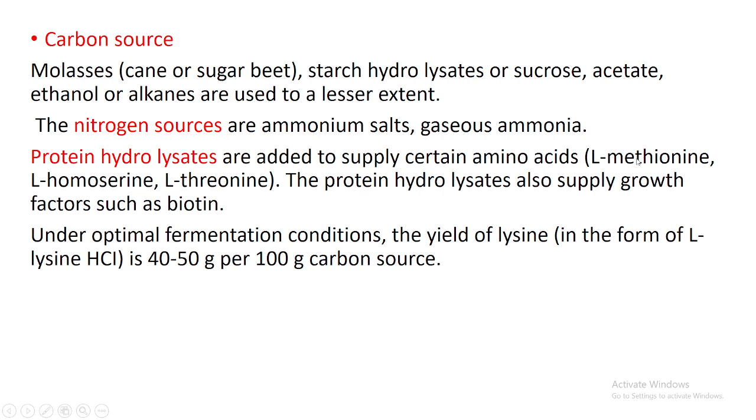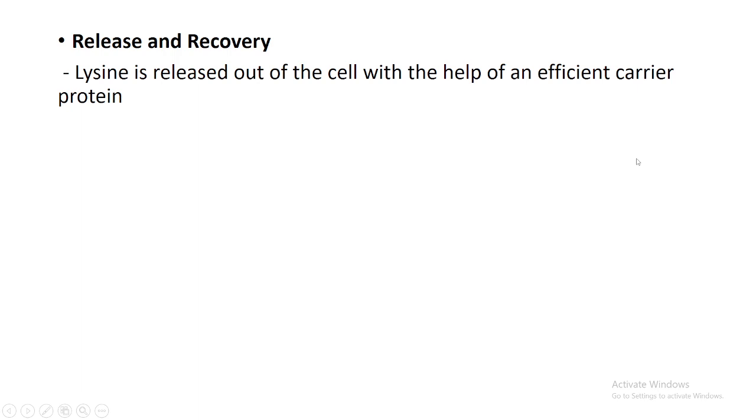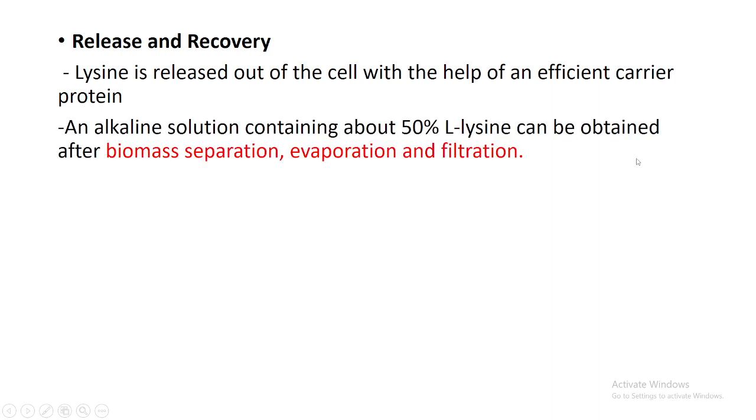Okay, so a little amount of these is added, and the protein hydrolysate, apart from giving the amino acids, is also supplying growth factors like biotin. Under optimal conditions, the yield of lysine is 40 to 50 gram per 100 gram of carbon. Now looking at the downstream process, release and recovery: lysine is released out of the bacterial cell with an effective carrier protein present on the cell membrane. So the cell membrane of these bacteria has a carrier protein that can transport lysine outside the cell. So whatever lysine was produced is coming out of the cell.